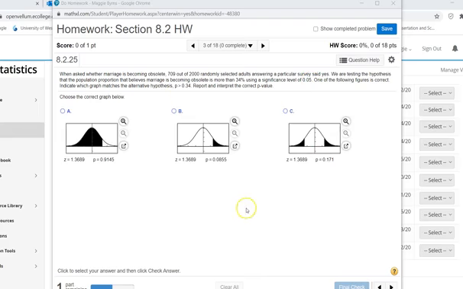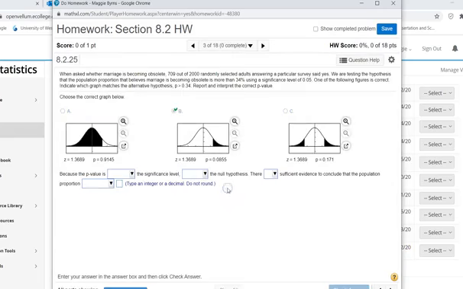There it is. So what you want to think about here is that this is a right-tailed one-sided test. Remember, when it's greater than, that means you shade to the right. So the only picture that fits this would have to be picture B. All right, and then it says report and interpret the correct p-value.